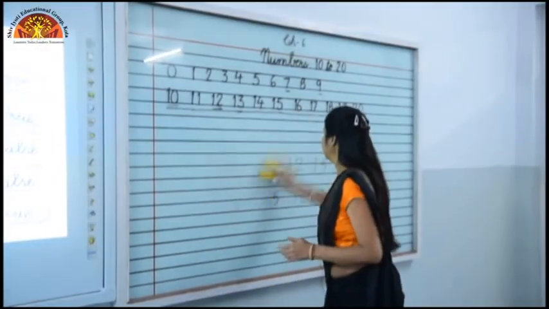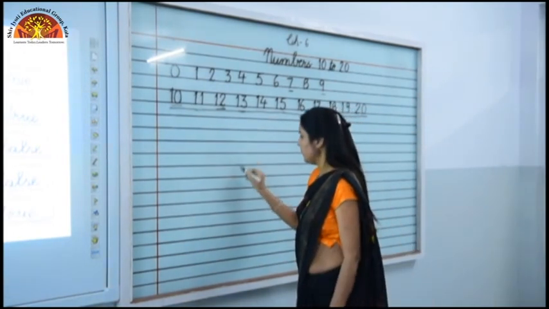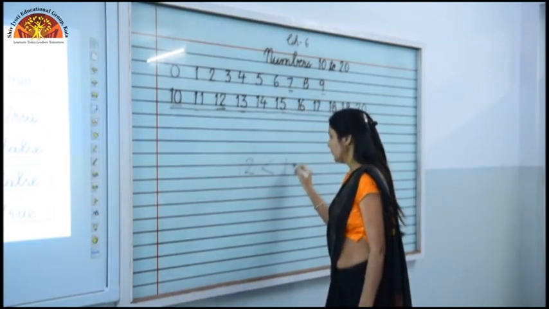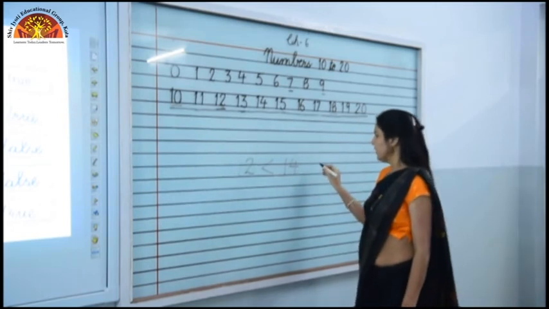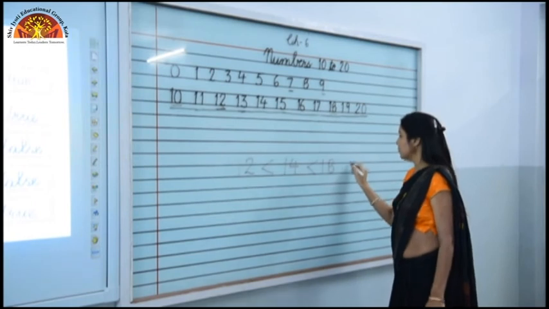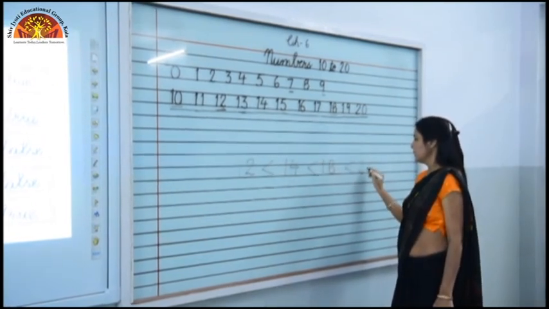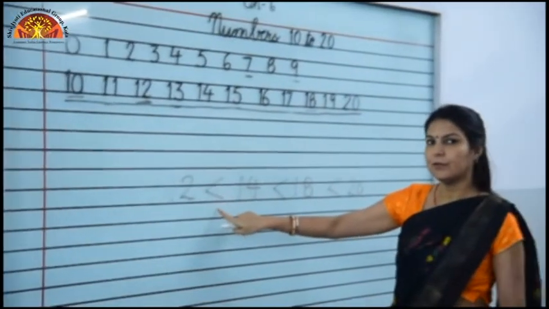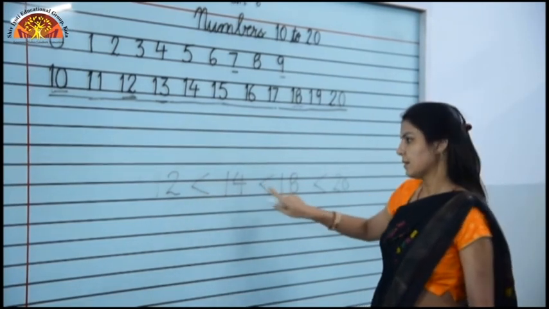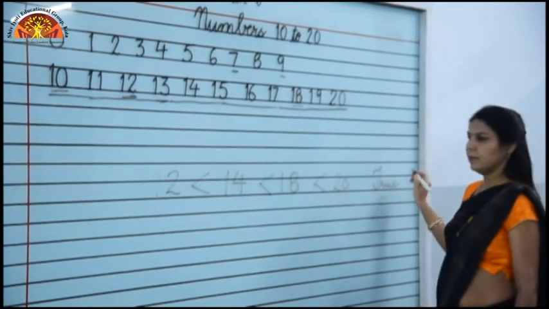Now I am writing few numbers. This is 12 is smaller than 14, 14 is smaller than 18 and 18 is smaller than 20. This is correct. This is the sign of smaller than and this statement is correct. So we will write true in front of it.